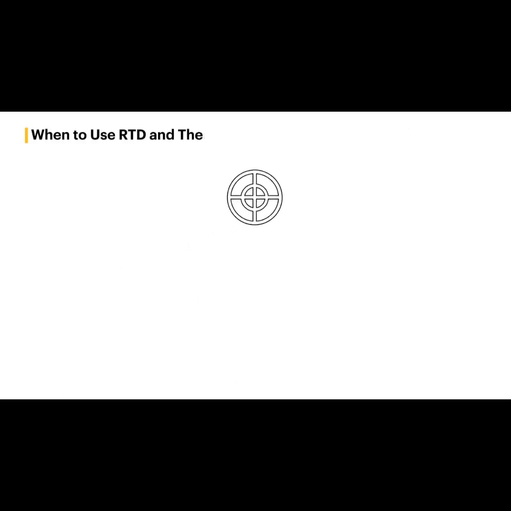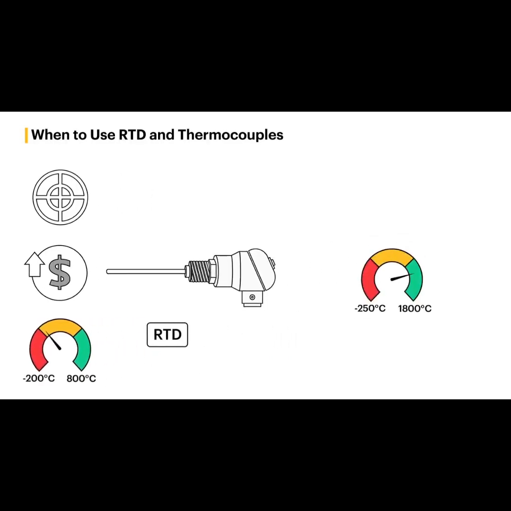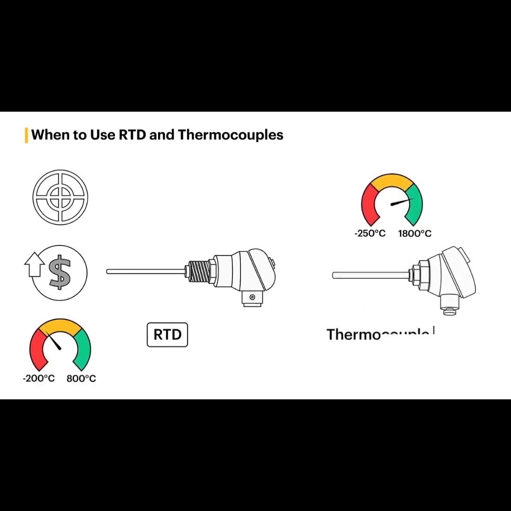In applications where you require the highest accuracy, where cost is not a concern, and your measuring temperature is less than plus 800 degrees Celsius, then the choice of an RTD is the best one. And as for thermocouples, where temperatures exceed plus 800 degrees Celsius, then your best sensor would be the thermocouple. Many factors should be looked at first before choosing the correct sensor for your application.